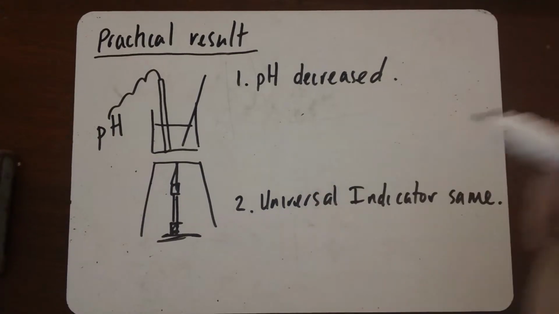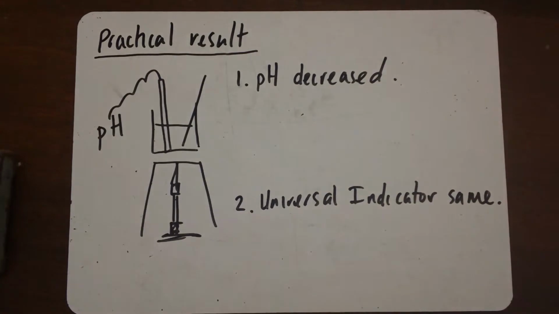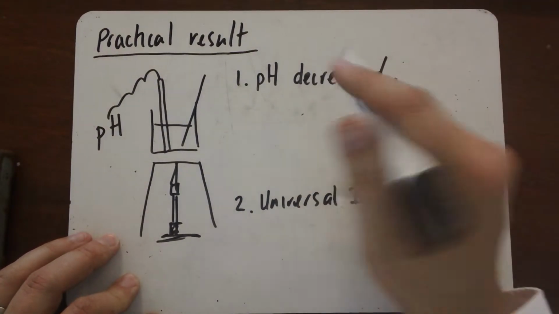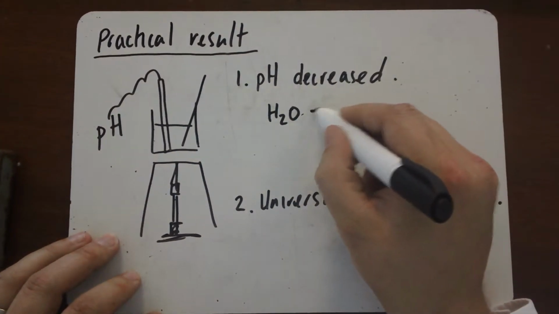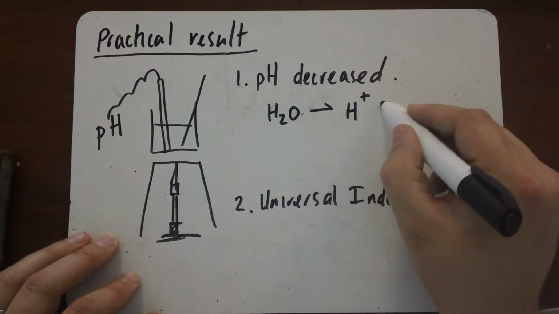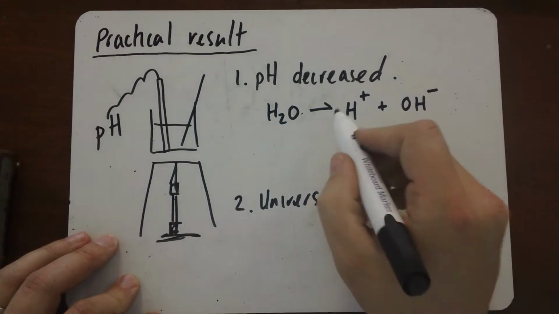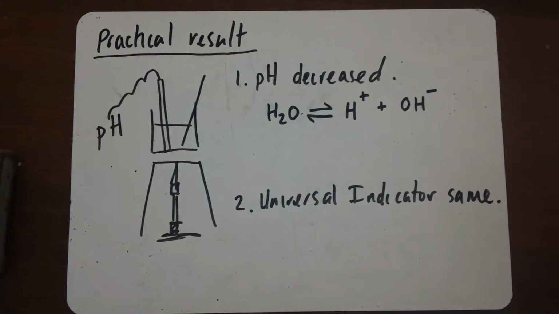So what we're going to try and do now is just try and explain why we saw what we saw. So the first thing we need to look at is what happens when we heat water. So if we take a water molecule, if we heat it strongly, what we can do is we can dissociate it, and we can make it form these two ions. Now whilst that's happening, we can also combine these two to make the water, so we've got a reversible reaction.